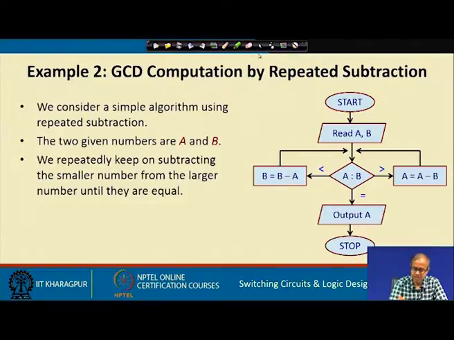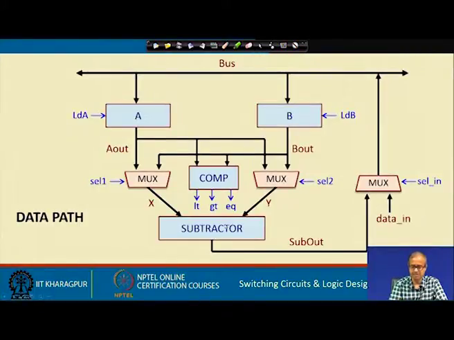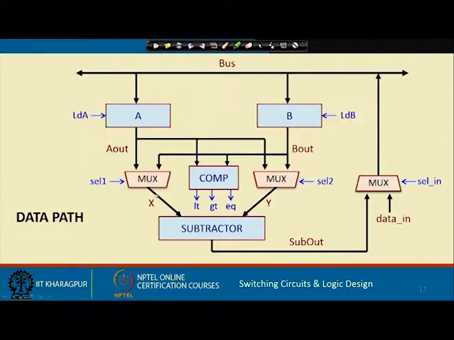So, a possible data path can be like this. There are two registers A and B. This multiplexer will select whether you are doing A minus B or B minus A. The first input of the subtractor can be either A or it can be B. This multiplexer will be selecting that. Similarly, the second multiplexer will be selecting the second input of the subtractor. Sorry, it can be either A or again it can be B.